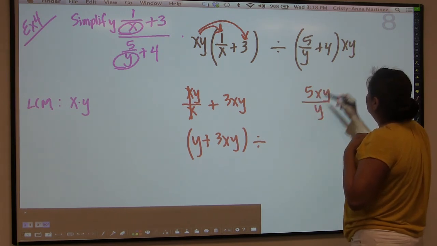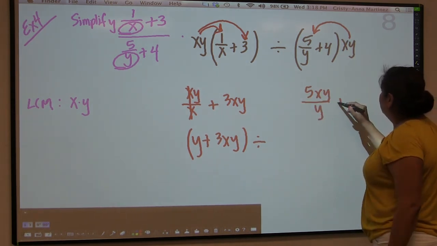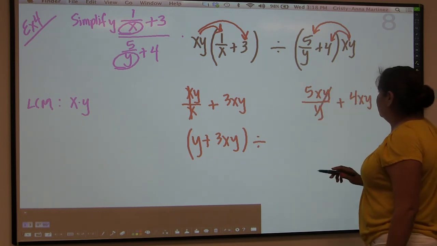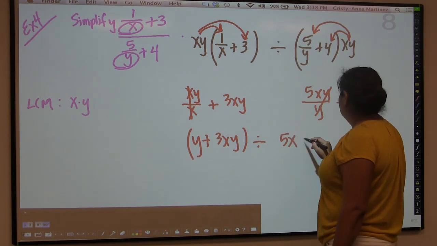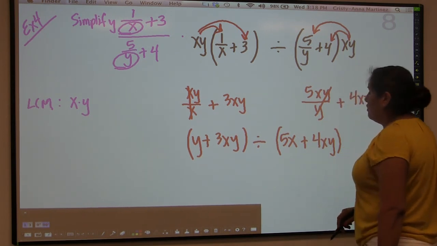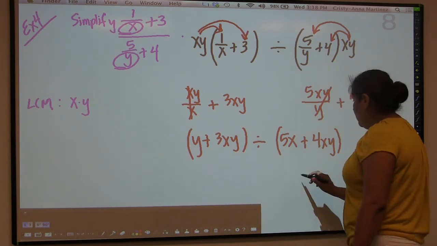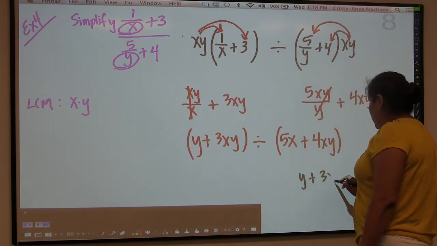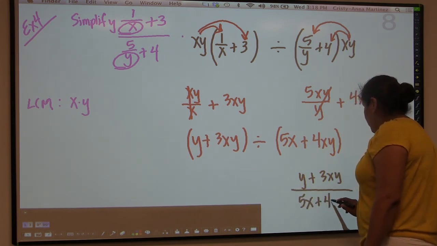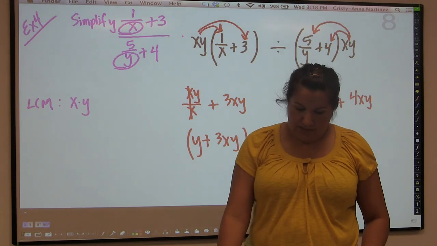When I multiply the 5 times the xy, I get 5xy over y, and then plus 4xy. The y's cancel this time, and you get 5x plus 4xy. Now that you don't have a fraction over a fraction, you only have one fraction, so you can write y plus 3xy divided by 5x plus 4xy. And that's how you can simplify that little guy.